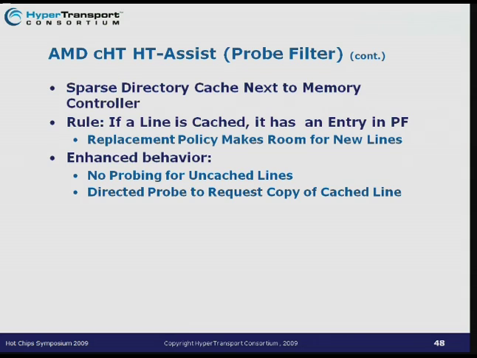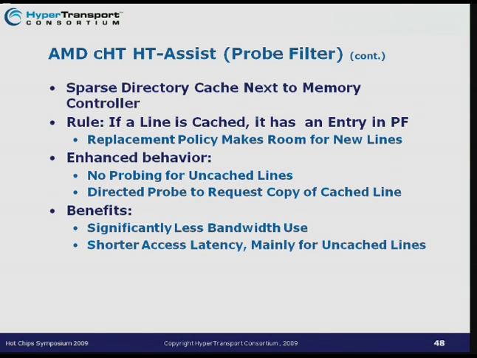So it has some very nice features. First of all, there is no need for probing for uncached lines, and this is very important, as I will mention later. And in case of cached lines, instead of sending a broadcast request to everybody else, there is a directed probe to request a copy directly to the processor that's the owner of the cached line. The benefits: significantly less bandwidth use, because some broadcast operations are simply avoided. If a line is not cached, no need for broadcast. And the other case is when the line is cached, but we replace the broadcast operation with a directed message to the owner of that cache line. In both cases, we can dramatically reduce bandwidth consumption.